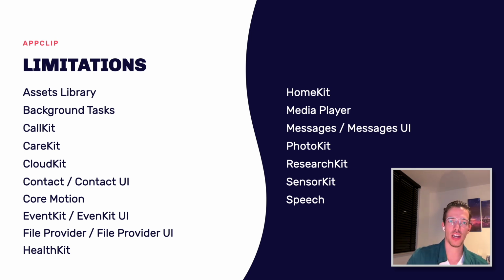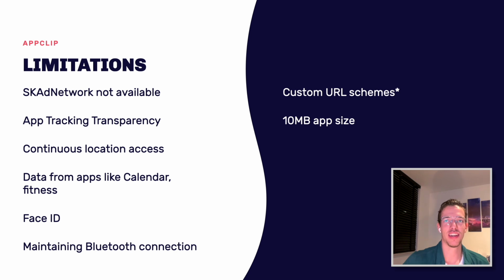And those are still contained when you download the main app. HomeKit is not allowed. You cannot use video playback in it. Messages, you cannot read messages from it. You cannot use PhotoKit, ResearchKit, SensorKit, and Speech. These are all the UI frameworks that are not allowed. And there's some more. The ad network is not available. App Tracking Transparency will always return nil because it's not allowed to read. Continuous location access is not allowed. You can confirm, however, what location they are at, but you cannot track them continuously. You cannot extract data from the Calendar app, the Fitness app, the Photos app, etc.